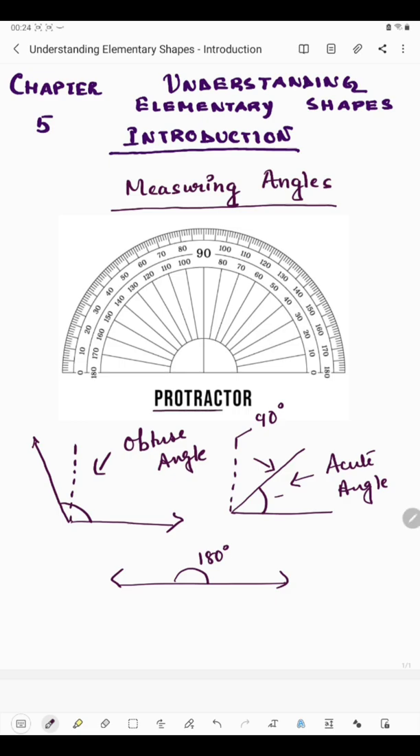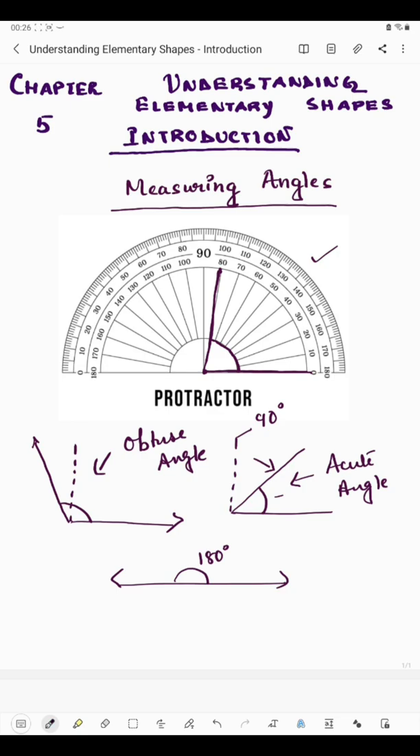So this is the protractor, okay? So we have this protractor here. Using the protractor we will measure the angles here, okay? This is called the center of the protractor, and this is called the baseline of the protractor. Now suppose this is our angle. This angle is given and we need to find the measure of this angle, okay?